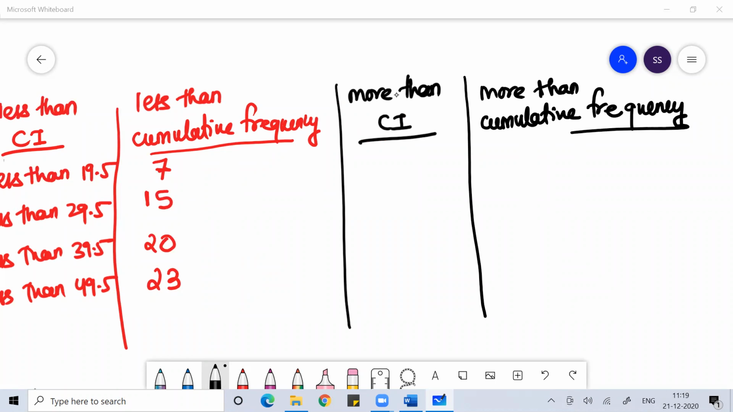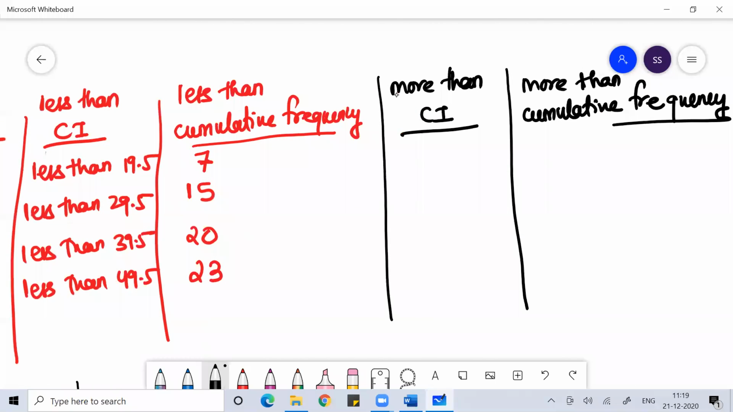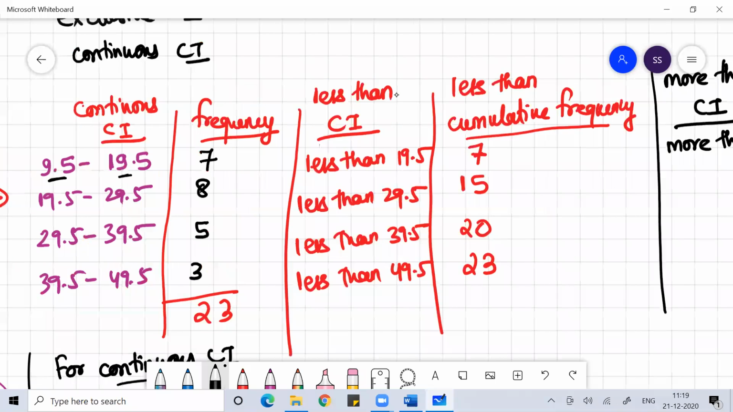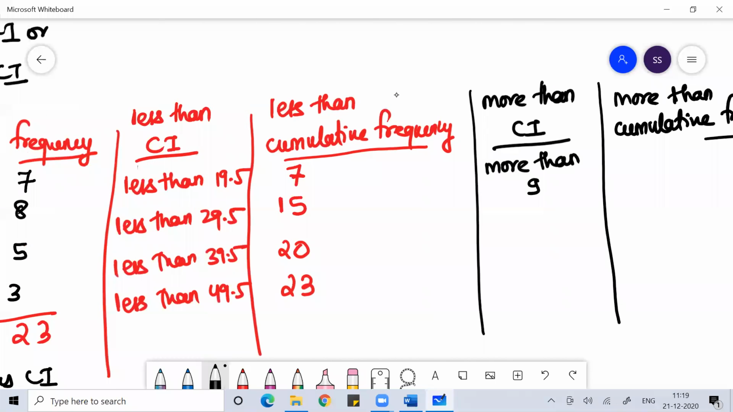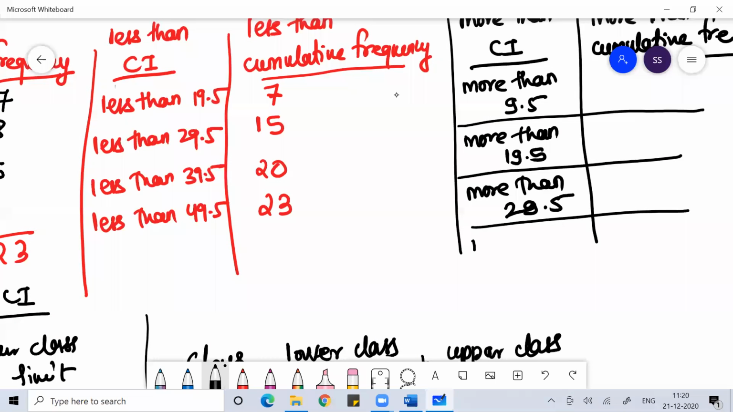Now the same data can be written in the form of more than class interval with more than cumulative frequency. Whenever we use more than, we use the lower limit. In the case of more than, we always use the lower limit. So I can write this as more than 9.5, more than 19.5, more than 29.5, more than 39.5.